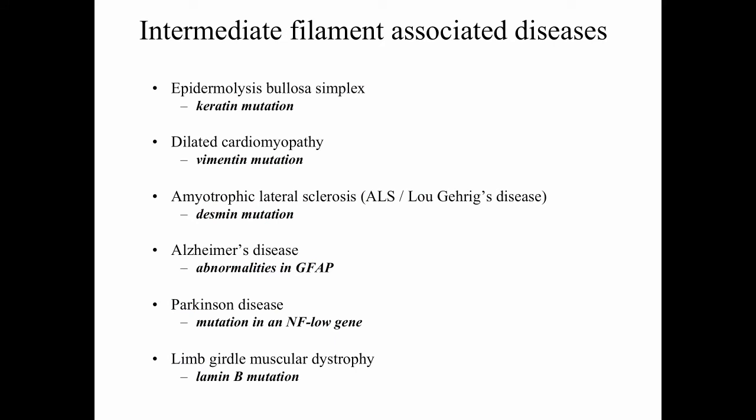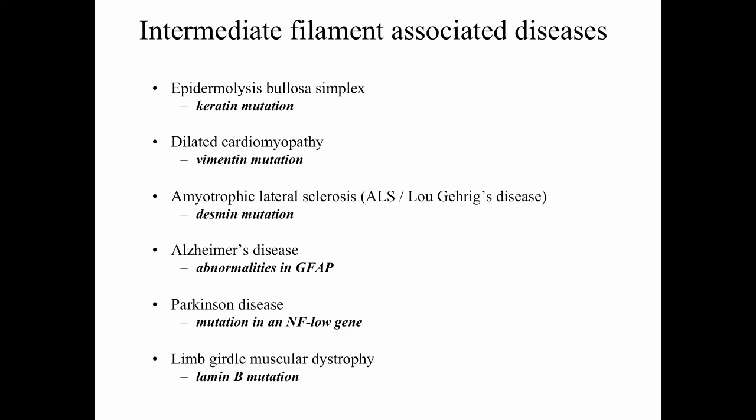Intermediate filaments can be associated with a variety of different diseases. I'm not going to ask you to remember these right now for an exam for our course. This is just simple examples. There are hundreds of different examples of intermediate filament protein mutations that are associated with diseases. But for example, we already mentioned this, epidermolysis bullosa is a mutation in the genes that code for a keratin. Dilated cardiac myopathy, there's a mutation in a vimentin gene. ALS or Lou Gehrig's disease, there's a mutation in a desmin gene.